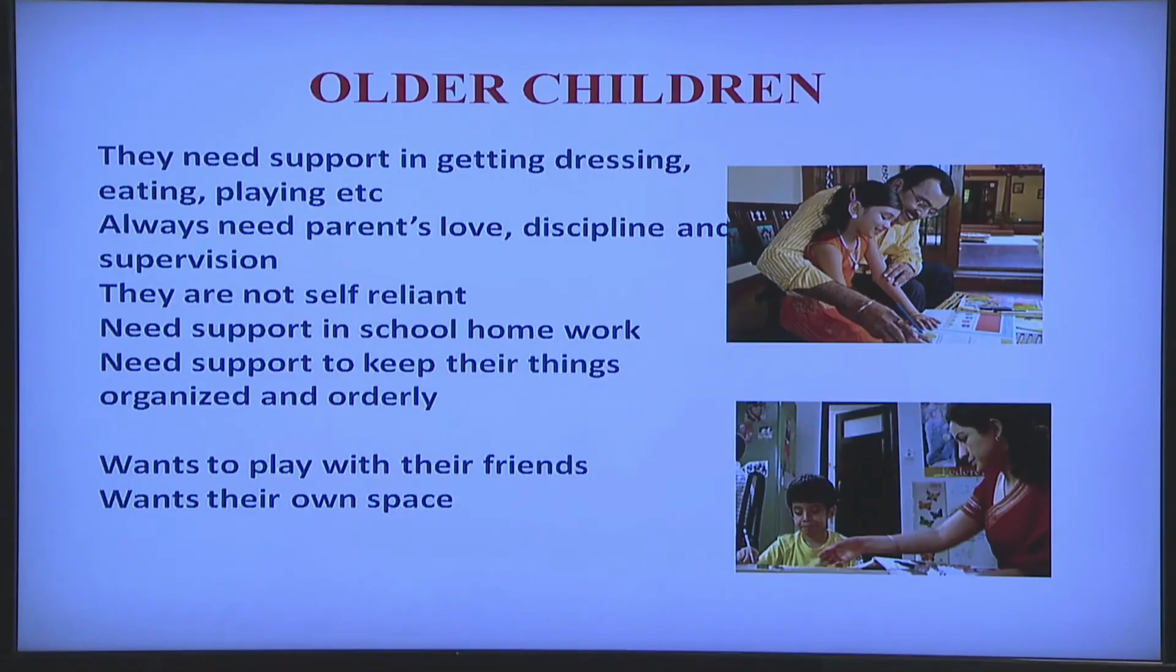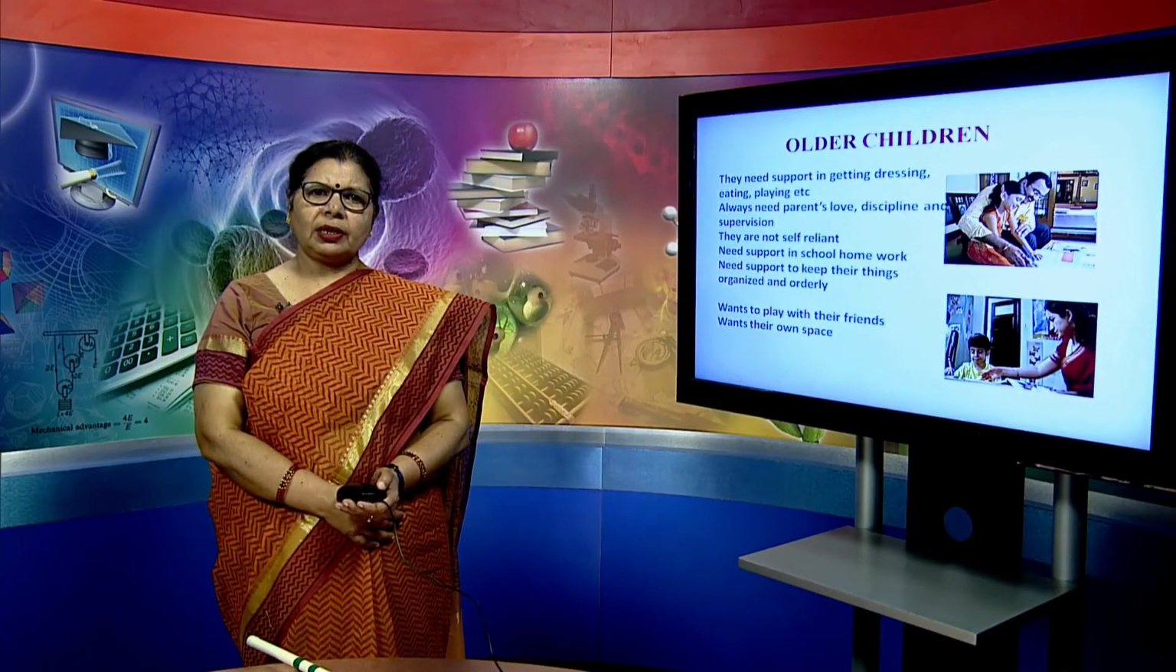At this stage, they are not self-reliant. They need support in getting dressed, eating, playing, and learning a variety of activities which they want to learn at home or in school. So they always need parents' love, discipline and supervision. They need support for school homework also, and to keep their things in an orderly and organized place. These children are more open and confident, and want to play with their friends and also want their own space.